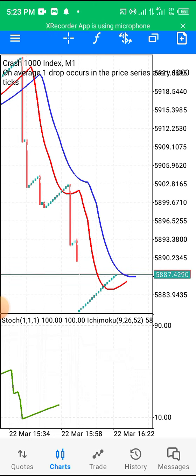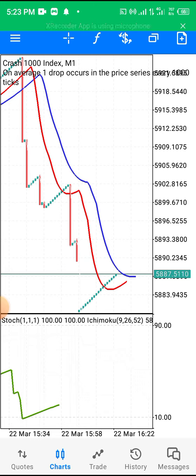And when that is done, the next thing we want to do is know when to buy, because when you're scalping Crash, you're trading against the spike, so you're buying. If you're scalping Boom, that's when you're selling.